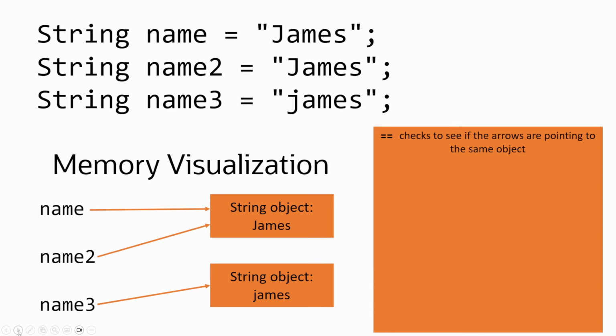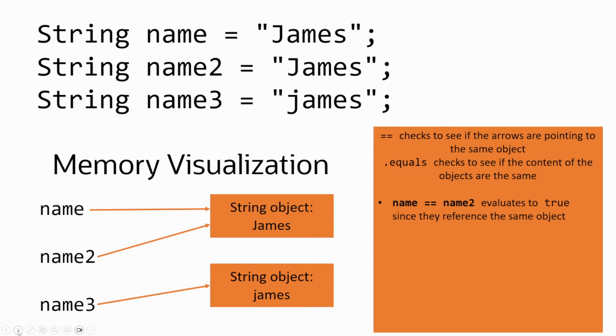When we use ==, we're actually checking to see if the variables are referencing the same objects. We visualize this by looking at the arrows. Are the arrows pointing to the same object? When we do .equals, we're looking to see if the content of the objects are the same.